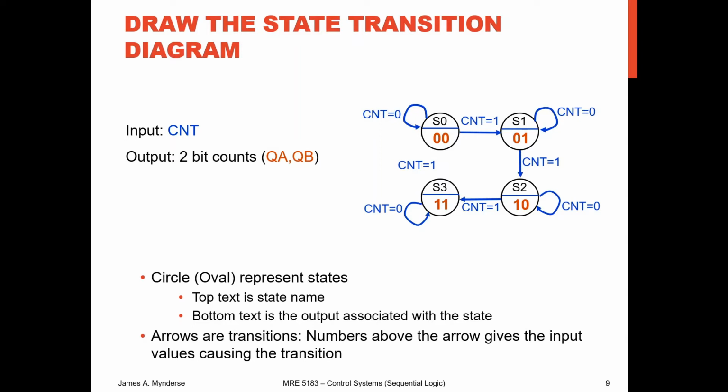What happens when we are at the last state, S3? Well, we're going to reset our count. We're going to go from state S3 back to state S0. So we've drawn in our transitions. These move us among the states. The states have the outputs.